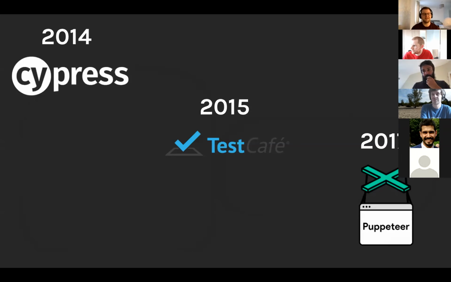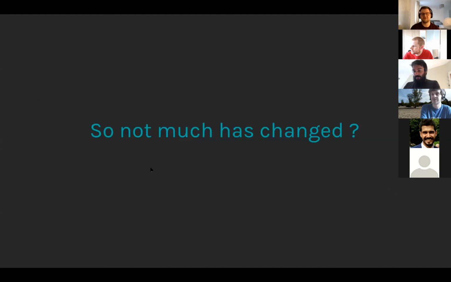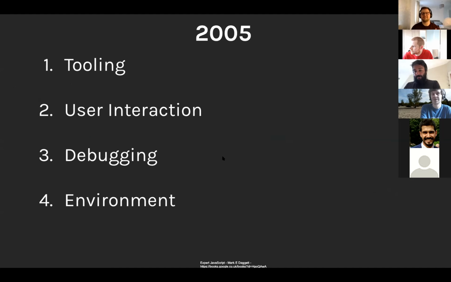So is it fair then to say that not much has changed in the world of testing in about 20 years? And I think to work this out, we can look back at what people used to say about testing the web back in 2005. A guy called Mark Daggett wrote a book called Expert JavaScript. In that book, he described the 4 reasons why testing the web was impractical.